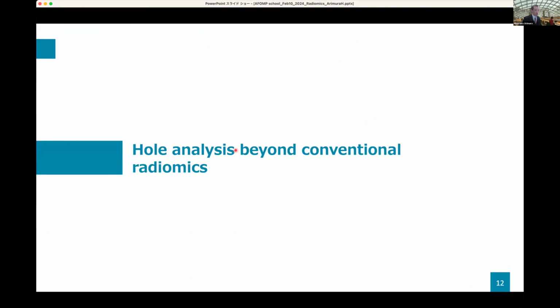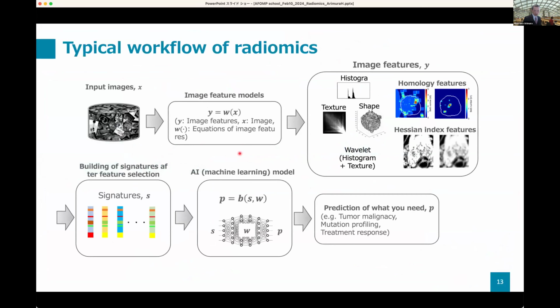And from now on, I'd like to propose whole analysis beyond conventional radiomics. I'd like to explain the background. So here is a typical workflow of radiomics. We calculate many image features by using a feature model. These are equations for calculation of many image features based on the histogram or texture, which I already explained.